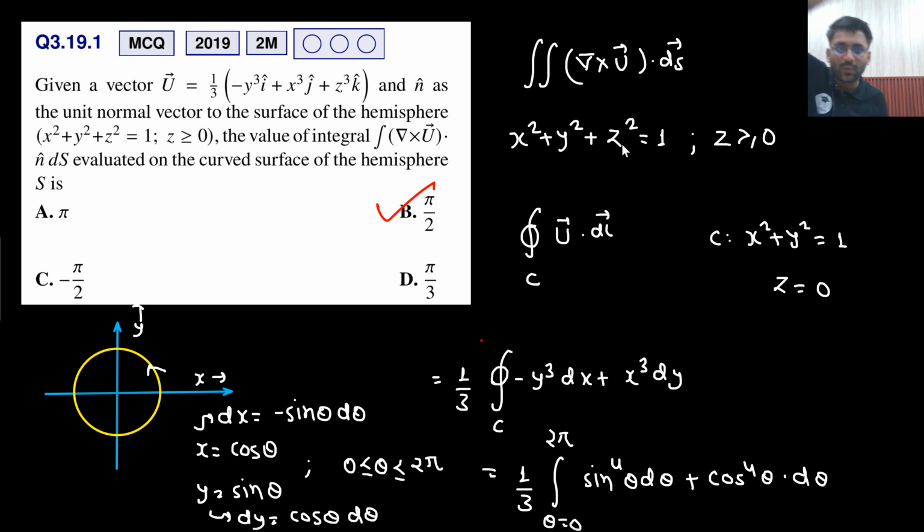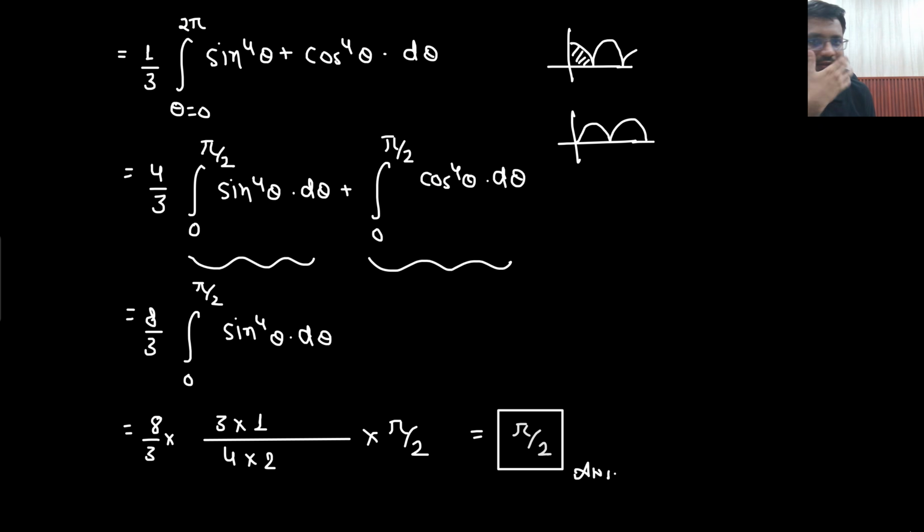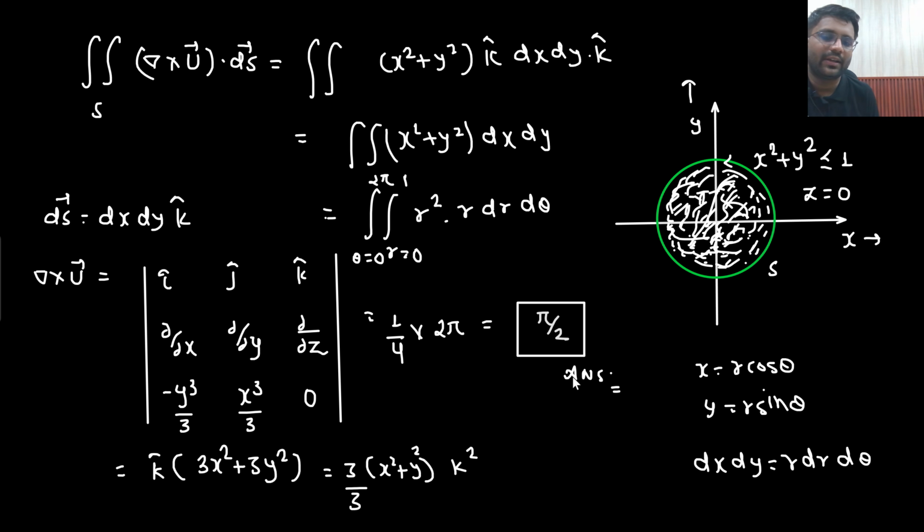U dot dl you calculate over the rim. The rim is x square plus y square equals 1. So over this surface I need to work. On the surface the value of r is 1, which is fixed. So x equals cos theta, y equals sin theta, and the value of theta goes from 0 to 2 pi. Solve this, get the answer. Understandable? Here just the integral is used. Here without using the integral you will get the answer.